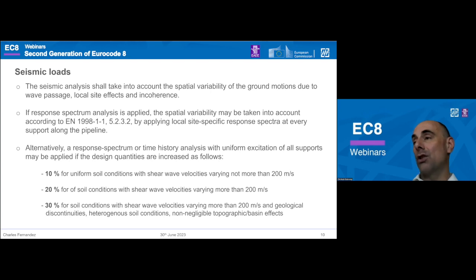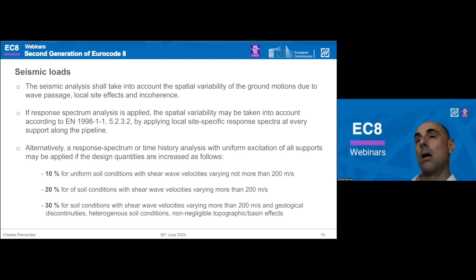We have different soil conditions. Different soil conditions will lead to different shear wave velocities, and this will influence directly the impact. And the impact is mostly related to deformations here, because it is not that the pipeline is highly vibrating, it's just moving with the soil. But we have to take into account these local site effects and incoherence.